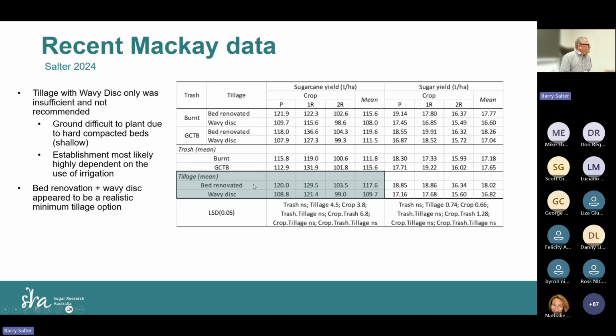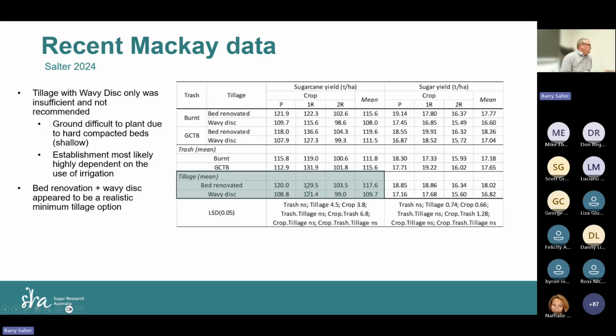In this case, when we got to the end of the crop cycle, the tillage we used was a bed renovator followed by a wavy disc, or the other treatment was just the wavy disc on its own. And so where we had the bed renovator, we had alleviated that compaction to a large degree, versus where we just had the wavy disc, which, to be honest, did virtually nothing on a hard compacted bed.